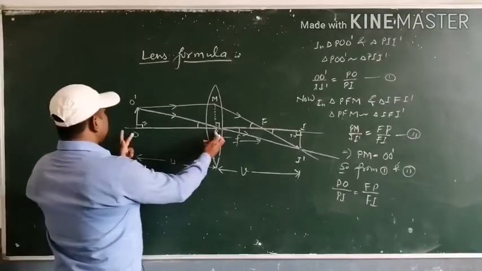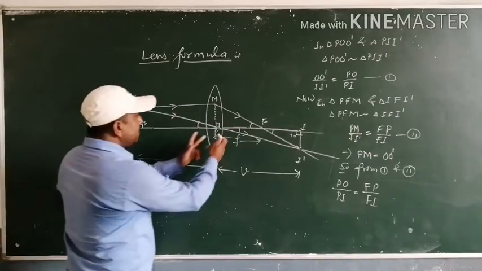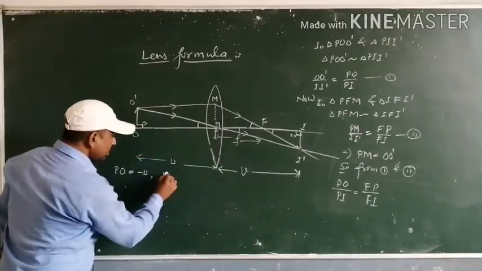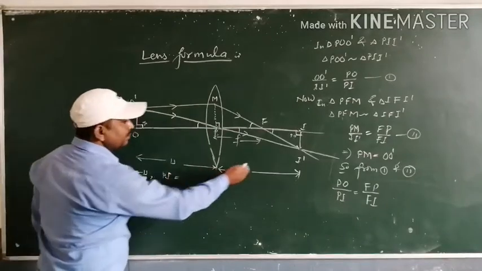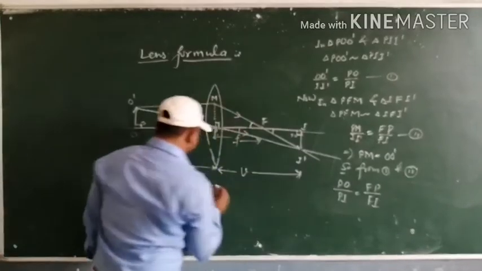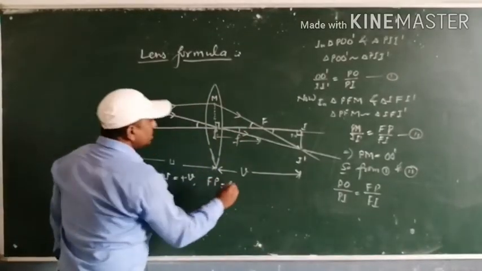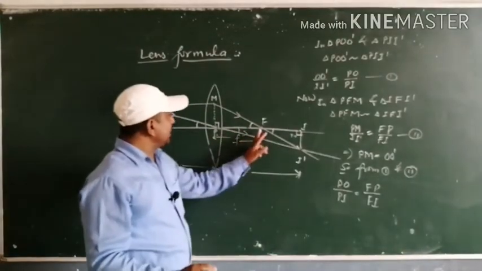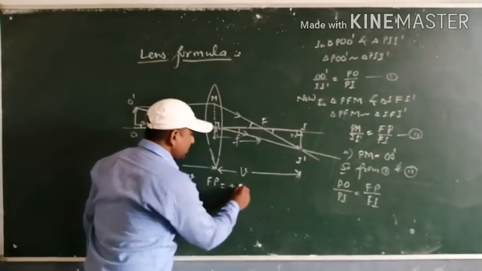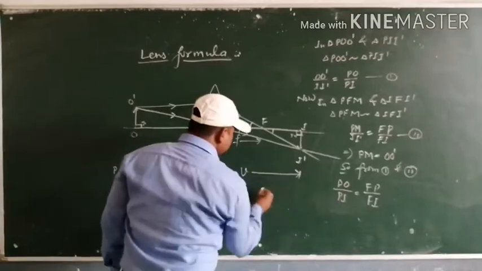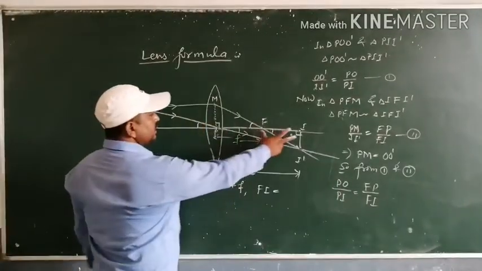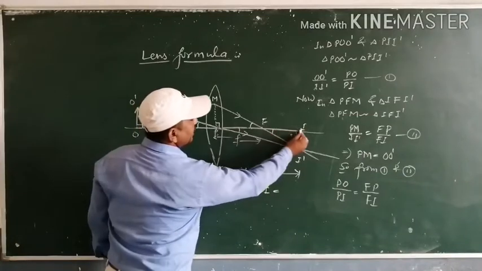So PO is equivalent to minus U, and PI is taken as V. The third one is FP, the focal length of the lens, that is positive F, and the fourth distance is FI.